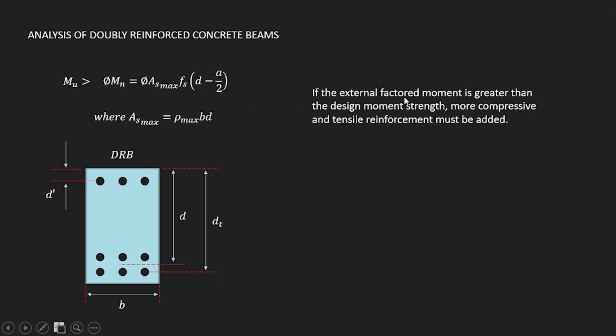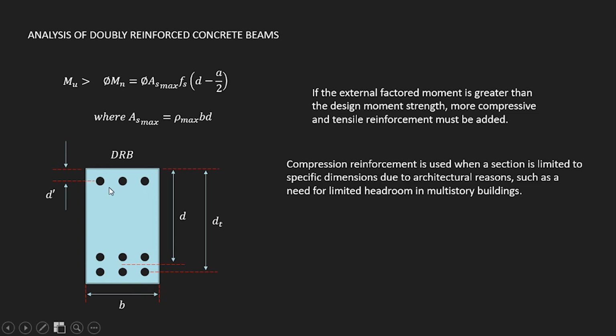So if the external factored moment or yung Mu is greater than the design moment strength, more compressive and tensile reinforcement must be added. Kaya nga nagdagdag tayo ng reinforcement sa baba and nagdagdag tayo ng bar sa taas. So yung compression reinforcement is used when the section is limited to specific dimensions due to architectural reasons such as a need for limited headroom in multi-story buildings. And another advantage of additional compression steel reinforcement, yung long-time deflection natin is reduced.